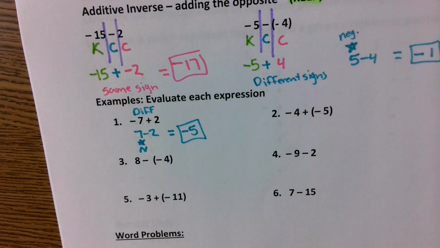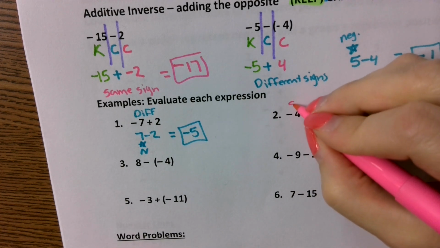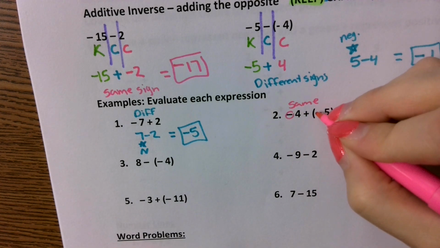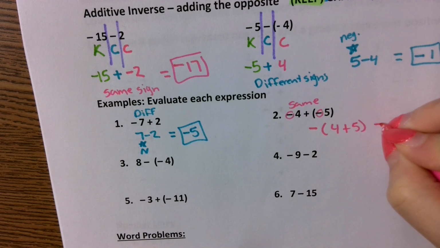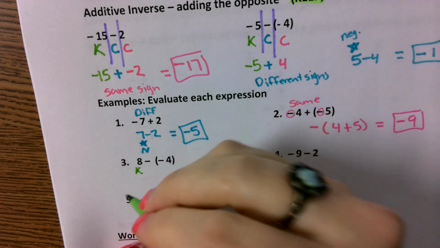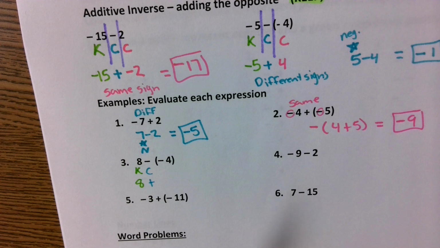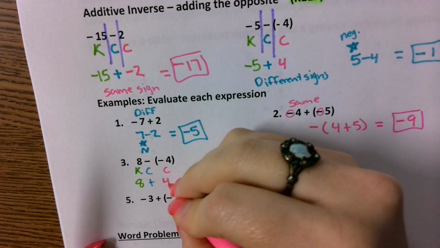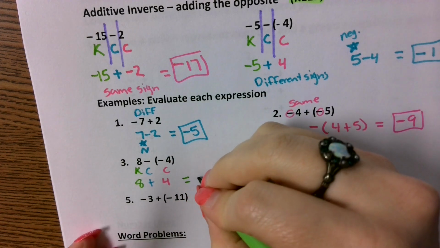For problem number 2, we have negative 4 plus negative 5. Those were the same signs. They both have negatives. Therefore, we're going to keep the negative and just add the 4 and the 5 together. That's going to give us a negative 9. For problem number 3, we first have to go ahead and keep the 8. We're going to change to addition, and then we're going to change to a positive 4. So we now have 8 plus 4. They are the same sign, so that's going to stay a 12.